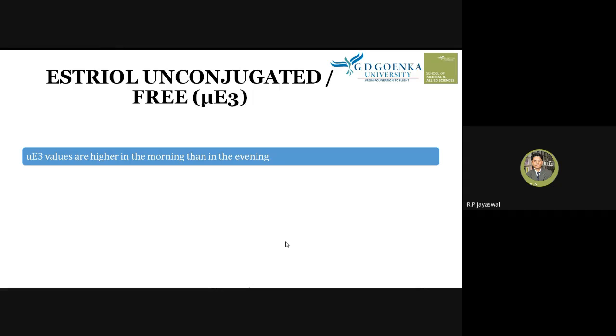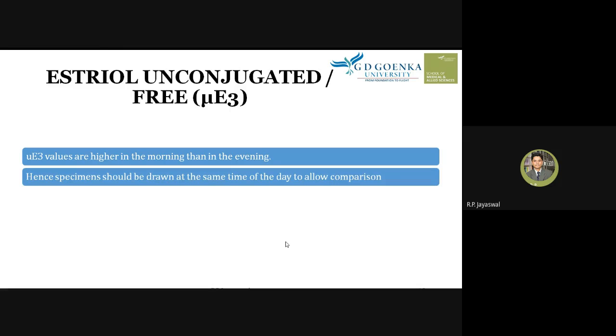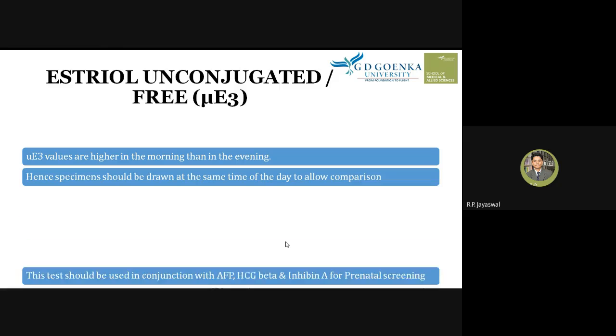So what we understand is that in the morning, when the woman has taken rest overnight, the value of this test is on the higher side. And through the entire day, when she is in working mode, when you take the sample in the evening, the value is on the lower side. Hence the sample should be drawn at the same time of the day to allow comparison. So when you do two different tests, we have to give the sample at the same time and compare the results.